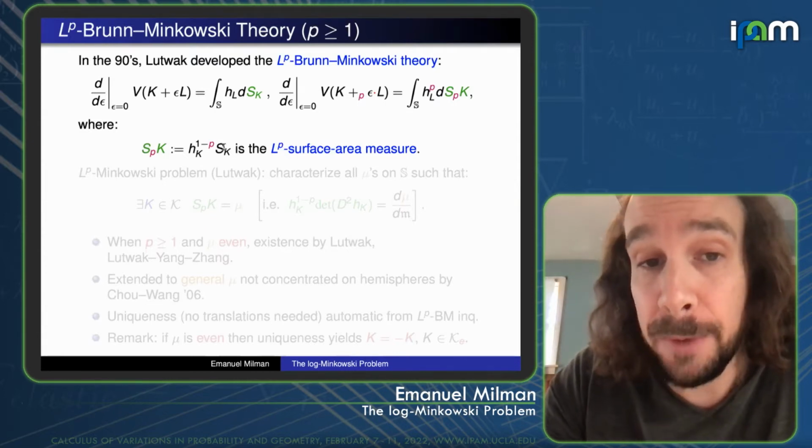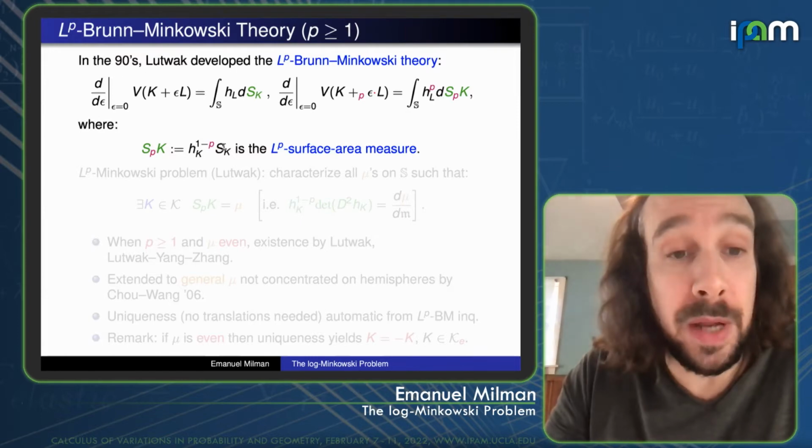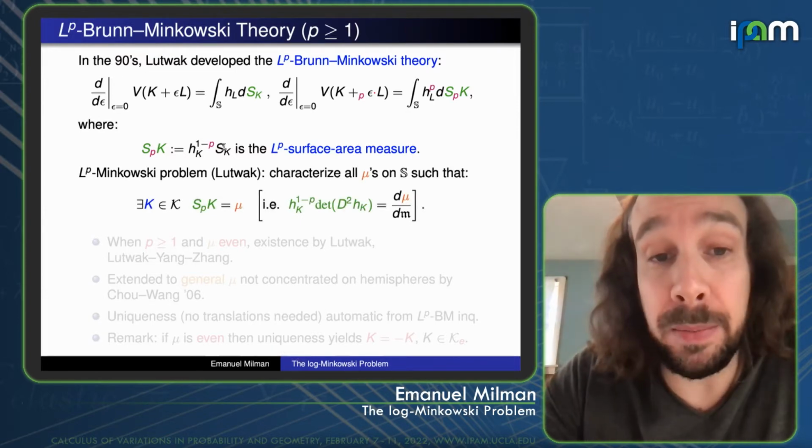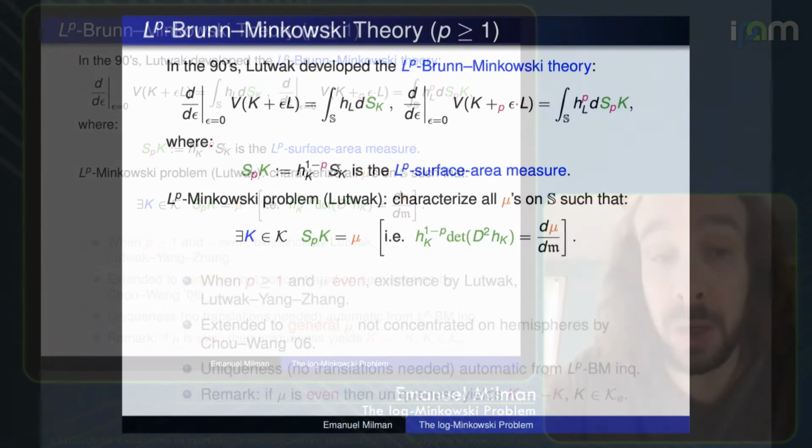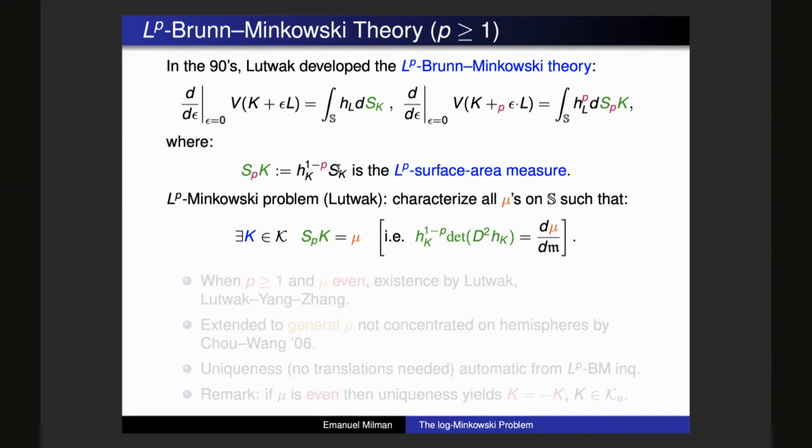Okay. So the next natural question posed by Lutwak is the Lp Minkowski problem, that is, to characterize all measures mu on the unit sphere which arise as the Lp surface area measure of some convex body K. Okay, and on the level of densities, the corresponding PDE is very similar to what we had before, only now you have this additional nonlinear factor.